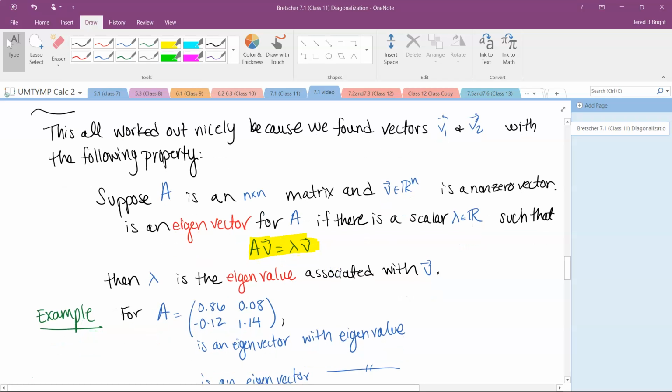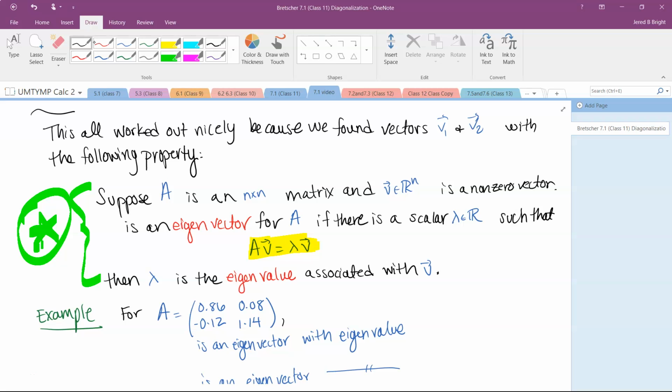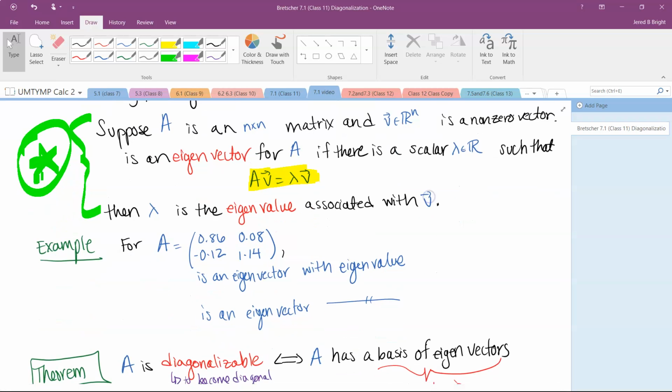This definition I cannot stress enough. This is absolutely critical. Be sure to get this down, and we're going to use this in the weeks going forward. So you're going to see this whether you like it or not.